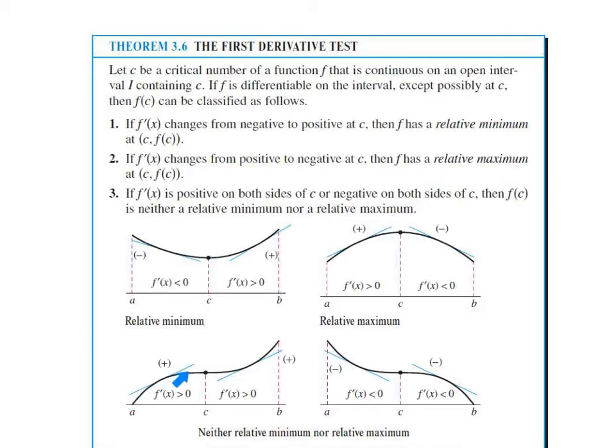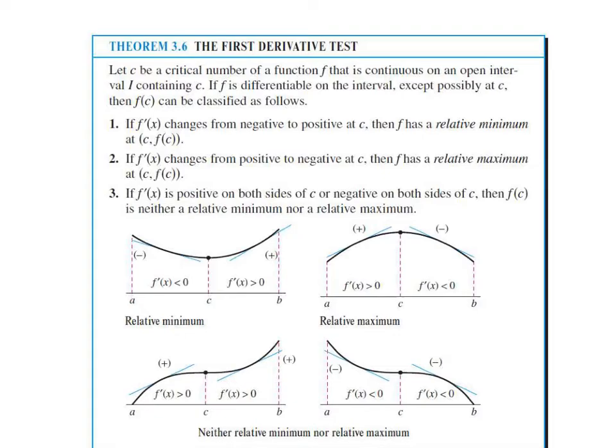If the graph doesn't change, if it's increasing and increasing, well, that's not an extrema. If it's decreasing on the left and decreasing on the right, then it's not an extrema. And the way we find out if it's increasing or decreasing is we find out if the value of f prime is changing from negative to positive. Remember, a negative first derivative value means decreasing. A positive first derivative value means increasing.